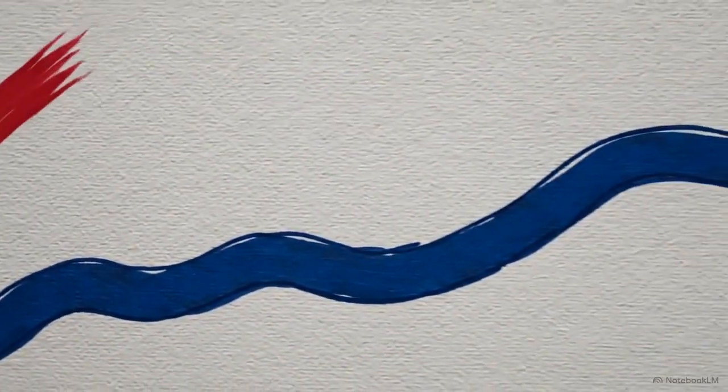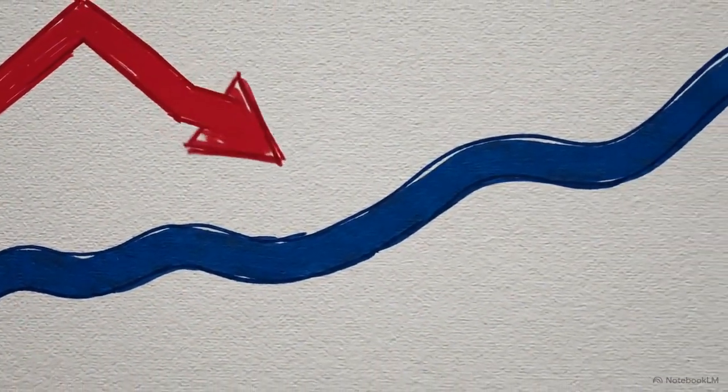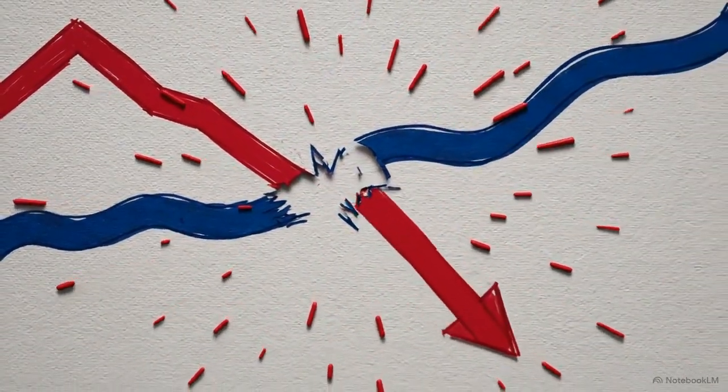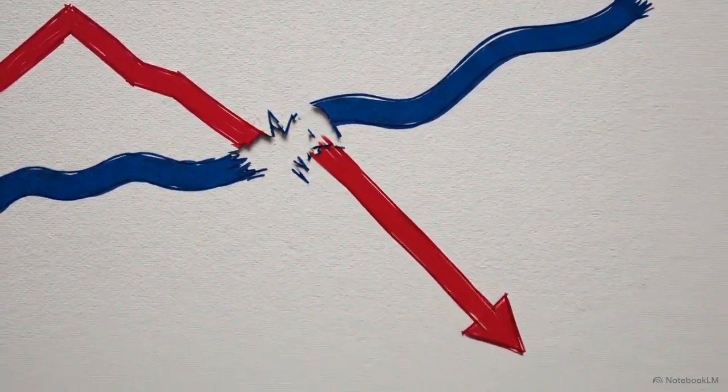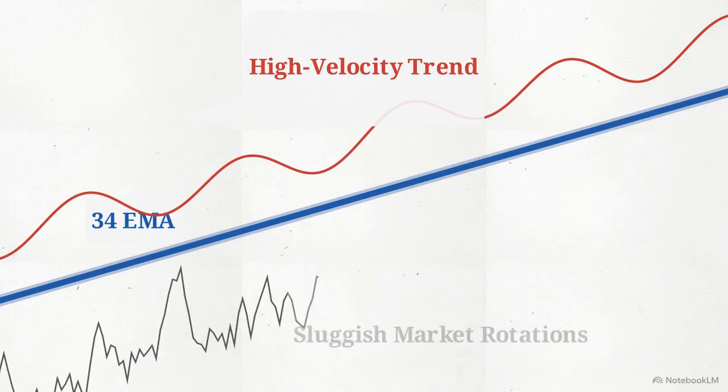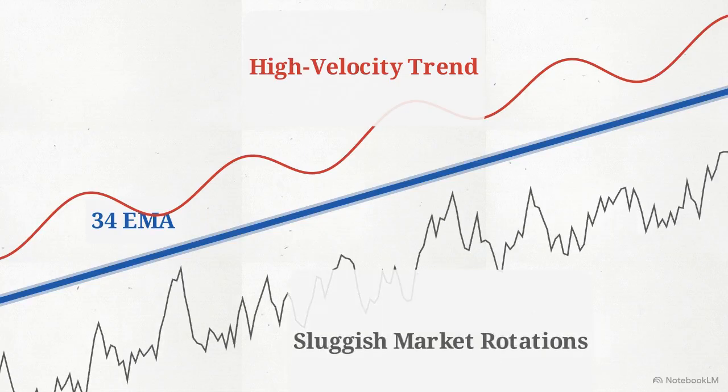When an aggressive, high-velocity market trend drops through a major support level, it creates a significant logistical hurdle for the institutions driving the move. This chart shows what quantitative algorithms define as the classic floor. The thick blue line is the 34 exponential moving average, or EMA. It acts as a hard boundary, separating a smooth, high-velocity trend above from sluggish, erratic market rotations below.